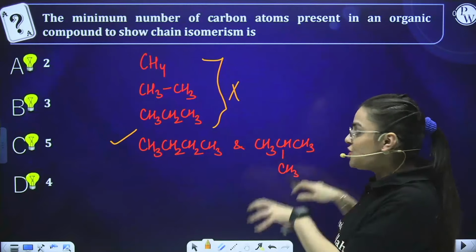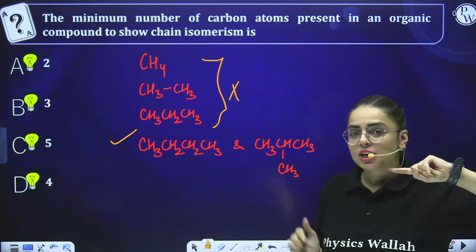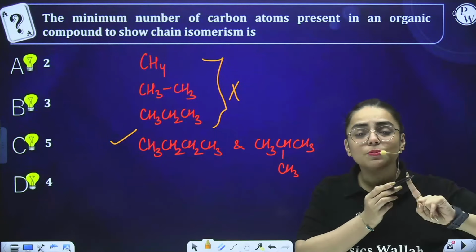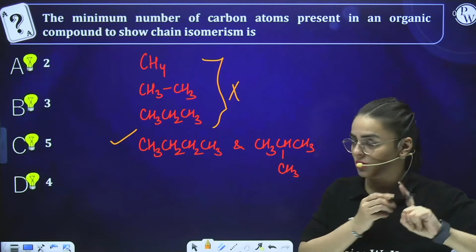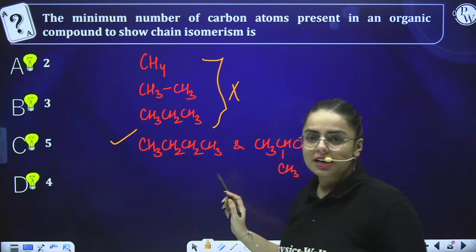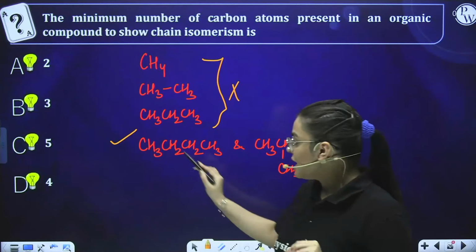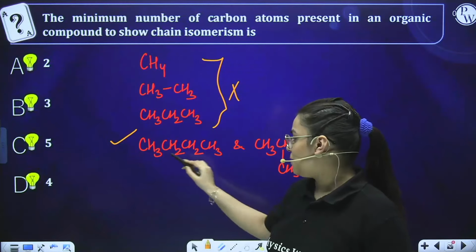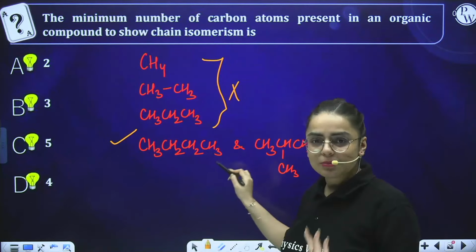Now, to be a chain isomer, the basic condition is that it should be an isomer first. That means it should have the same molecular formula first. So if I see here 4 carbon atoms, and 4 carbon atoms over here. Hydrogen, if I'm going to count, is 3 plus 2, 5, 5 plus 2 is 7, 7 plus 3 is 10.